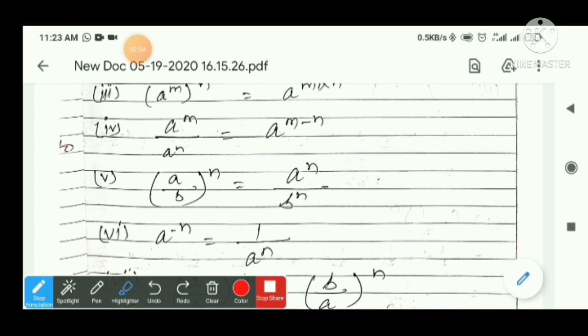Okay. And now the next identity, (a upon b) raised to n. Students, (a upon b) raised to n will be a raised to n upon b raised to n. And now, a raised to minus n will be 1 upon a raised to n. This identity we will use.